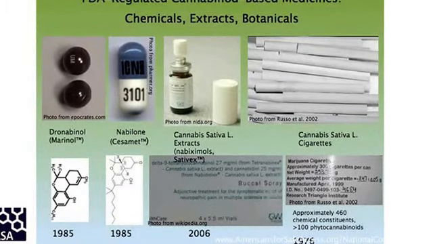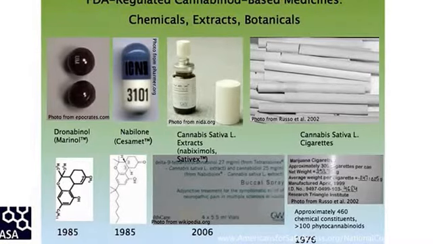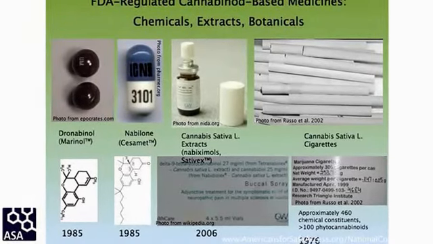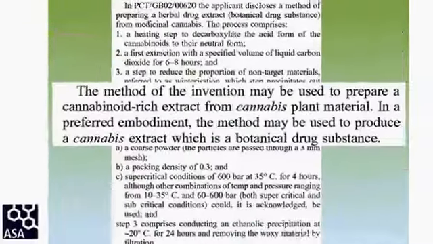The modern marijuana pharmacopoeia includes these cannabinoids and cannabis-based medicines. I won't go into too much detail because of time issues, but you can see here this is the cannabis extract that I was talking about. These are cannabis cigarettes from the federal farm.